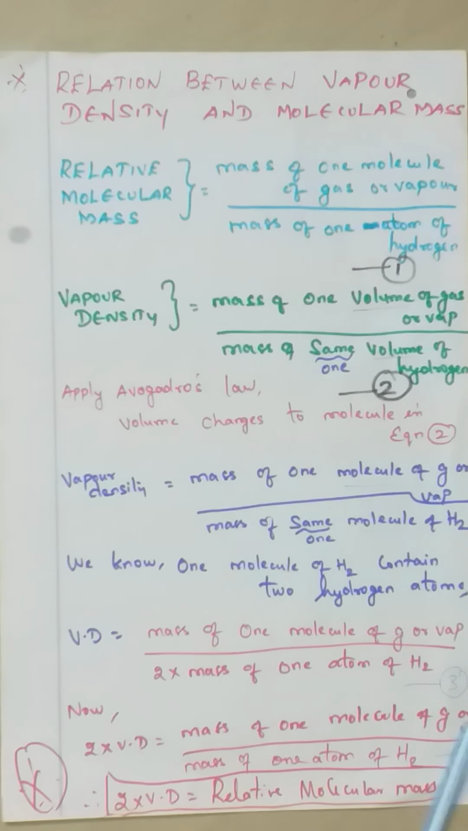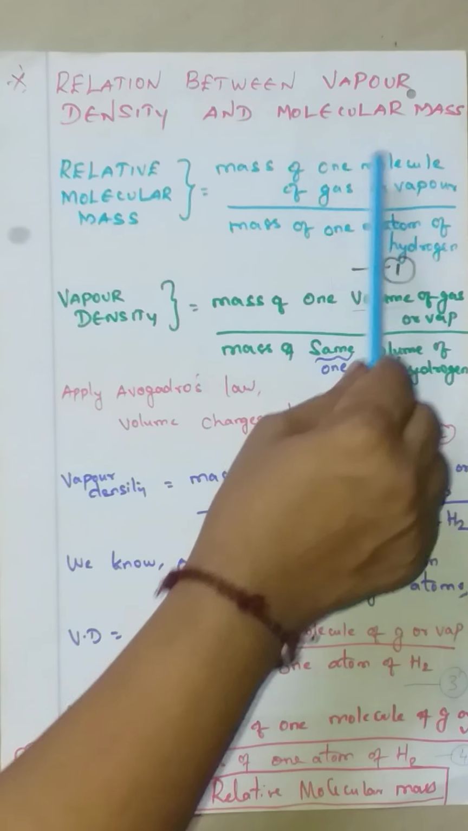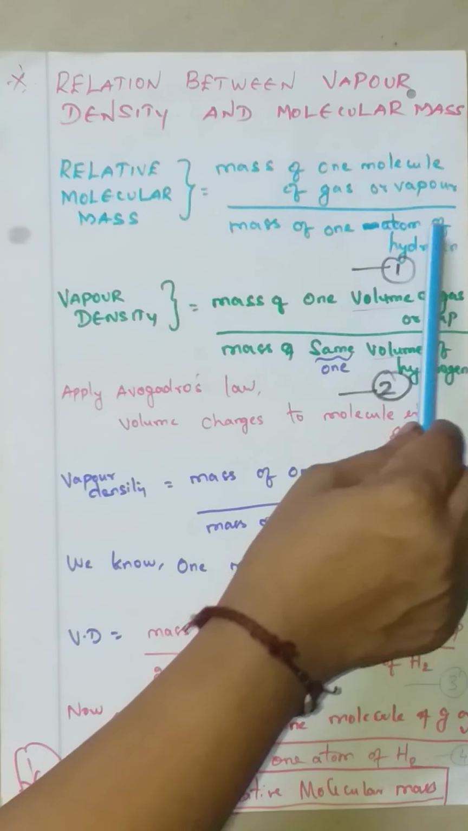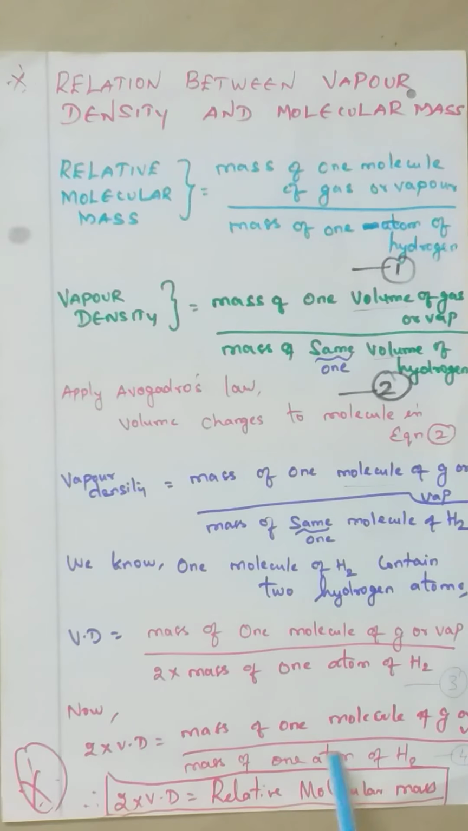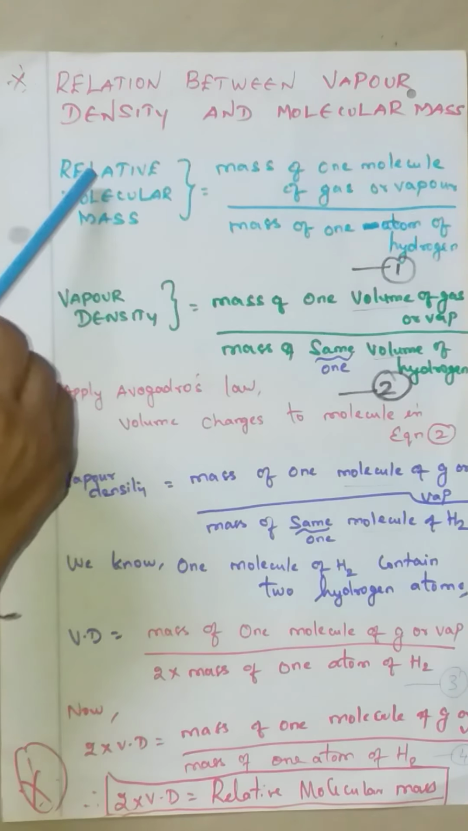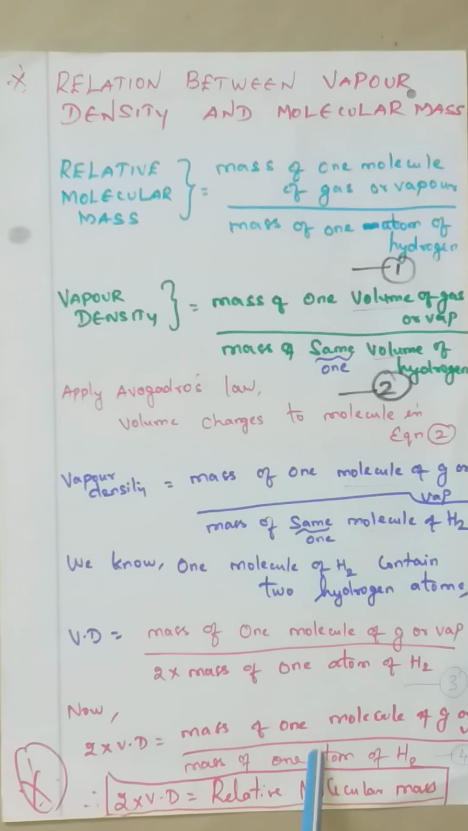Now we should compare the first equation and the fourth equation. See, first, mass of one molecule of gas or vapor by mass of one atom of hydrogen. The same definition now comes here. Mass of one molecule of gas or vapor by mass of one atom of hydrogen. So the right hand sides are both equal. So instead of writing this, I write the words relative molecular mass here. So 2 into vapor density equal to relative molecular mass. So this is the final relation between the vapor density and the molecular mass.